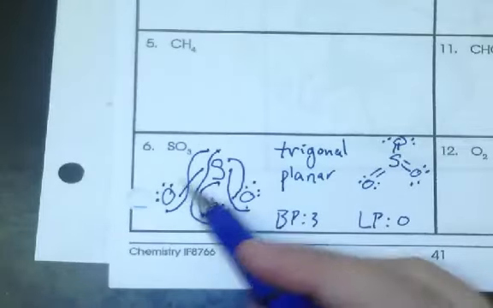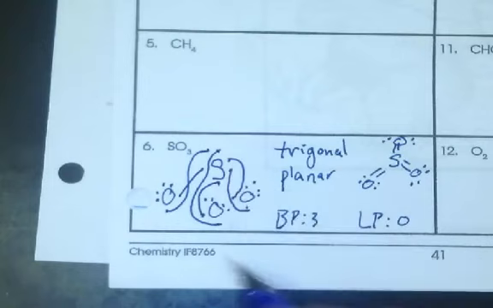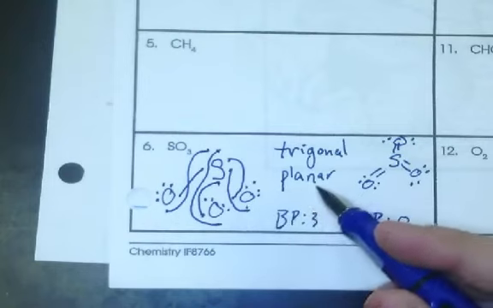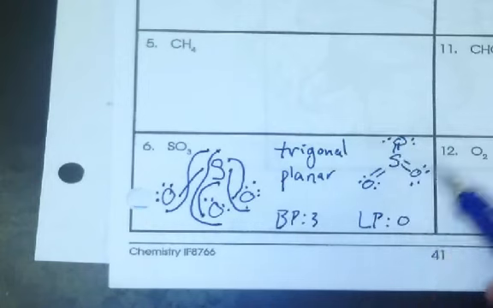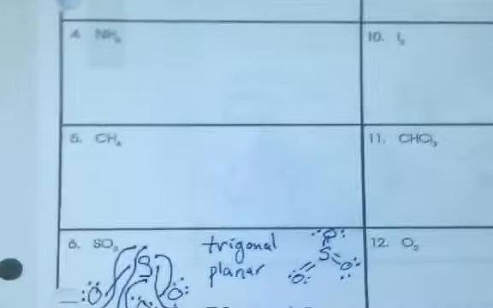Okay, so you should have one that you connect the dots for. Again, if you don't draw your dots, you're not going to know how to do this. You need to write your geometry. You need to have a redraw, and then tell me how many bond pairs and lone pairs for each one.